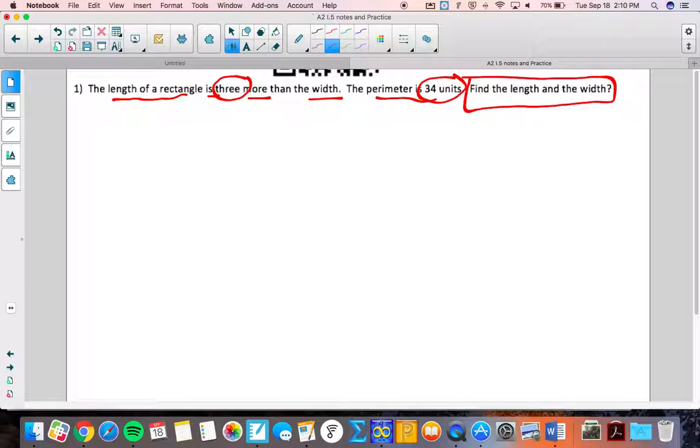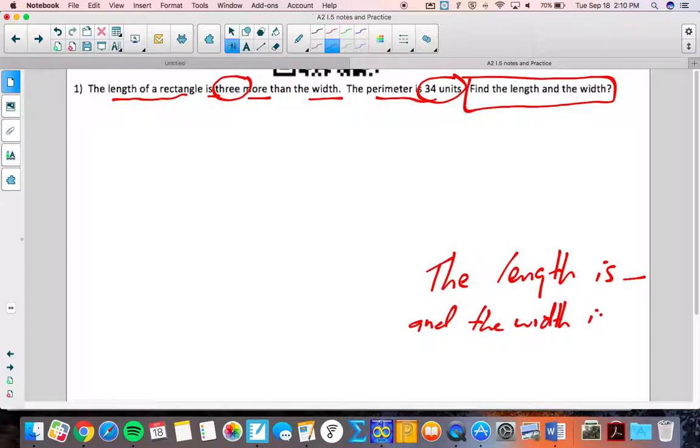So again, we can answer the question. The length is blank and the width is blank. Because we put a box around the question to make sure we actually go back and do that. And so this is how the answer will look when I answer that question. Sometimes people find x and they think they're done.